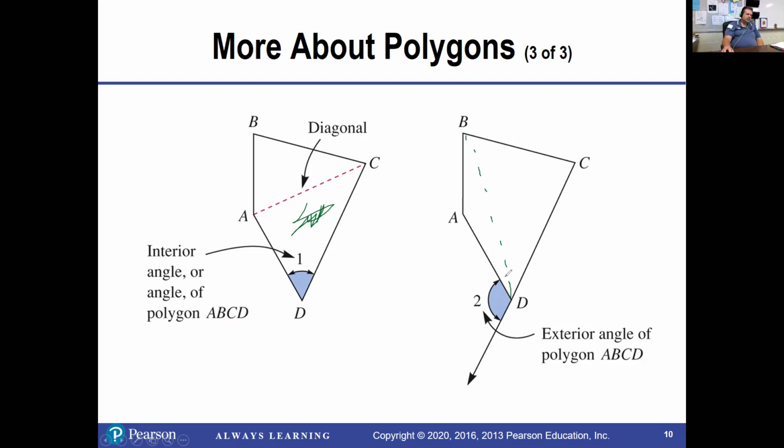And the exterior angle is on the outside with an extended line. Notice this is not here. It's an extended line. In fact, you can even go this way. Here's another line. That would be an exterior angle. That would be exterior. This would be interior.